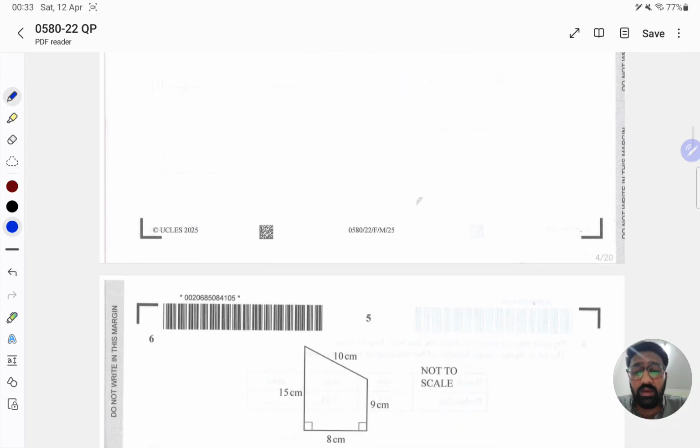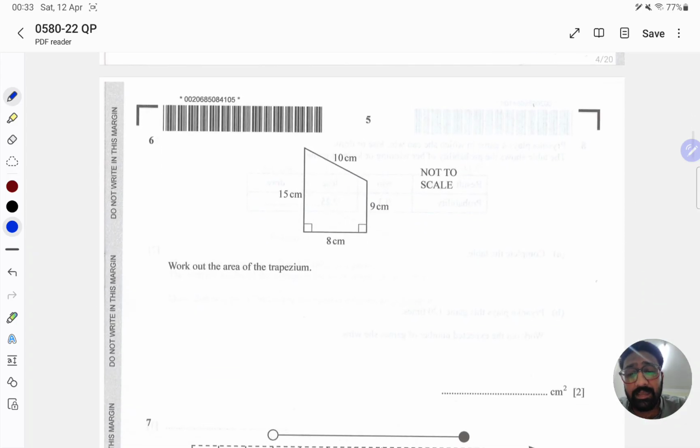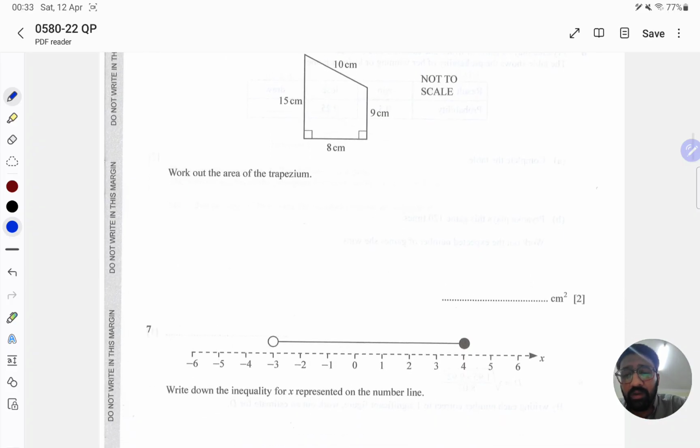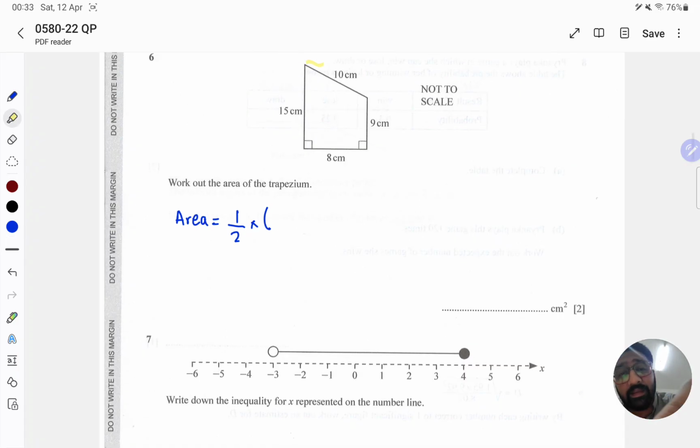Okay, so now let's move to question number 6. Question number 6 says work out the area of the trapezium. There is just one formula that you need to memorize: area of trapezium, which is 1 by 2 into the sum of the parallel sides. These two sides are parallel, so I'm going to sum them up, which is 15 plus 9, and remember that you are going to take the height which is at 90 degrees between the two parallel sides. In this case that is 8.